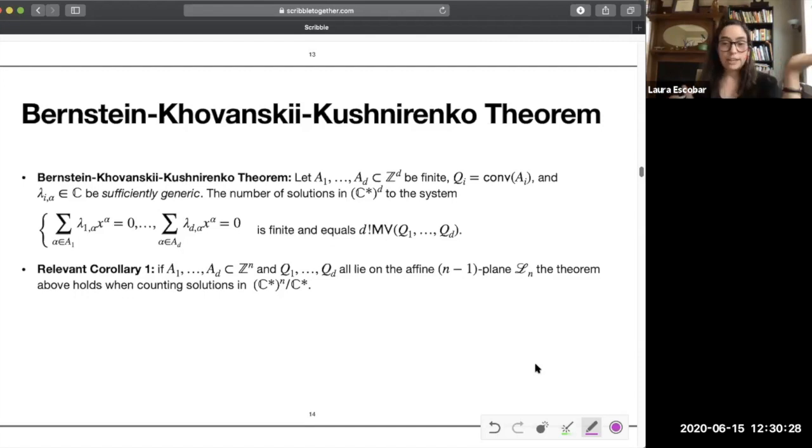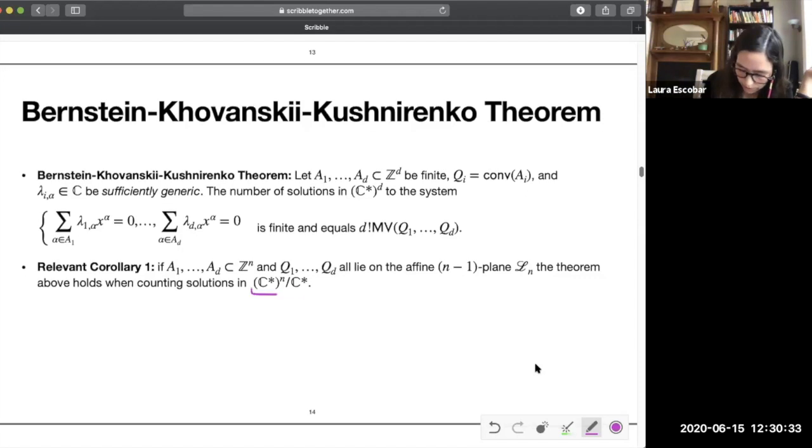If you're in a smaller dimensional plane, you can instead count solutions in here, where you're rescaling the x1 up to the x_d that you have. In other words, you can think of this as setting one of the variables equal to 1. So you write a system of equations, and then afterwards you set one of the variables equal to 1, and then you can apply the Bernstein-Khovansky-Kushnirenko theorem to count the number of solutions to a system of equations, and thus the mixed volume. So very briefly, what does that mean?